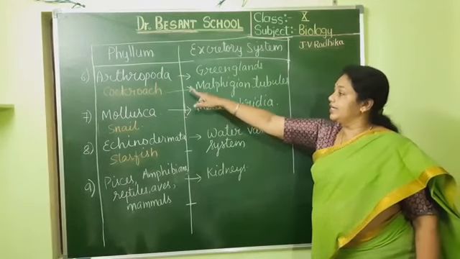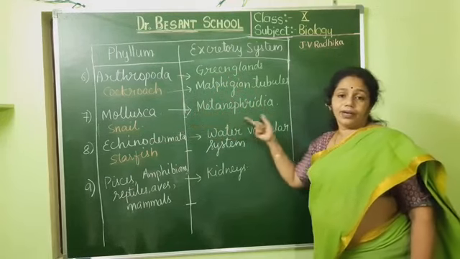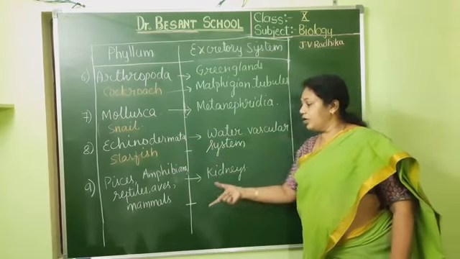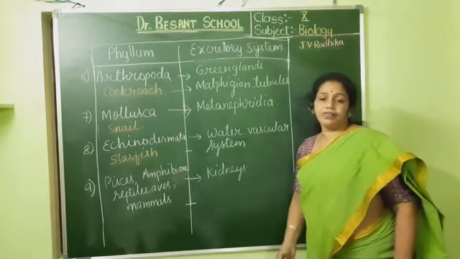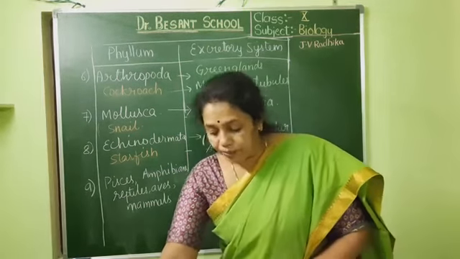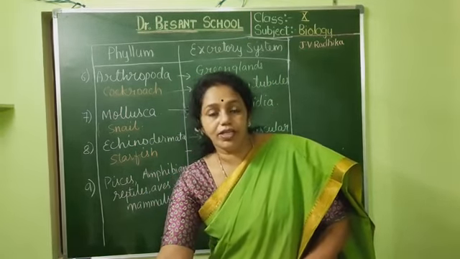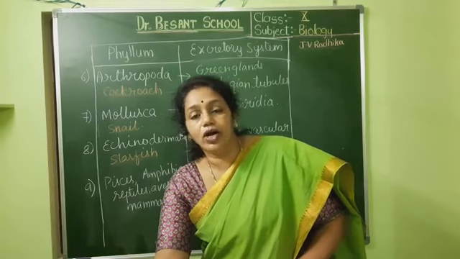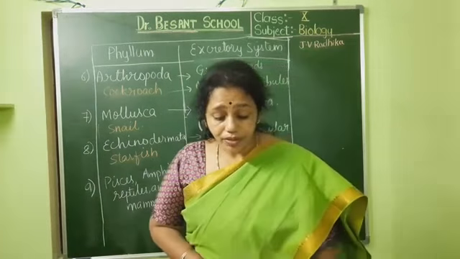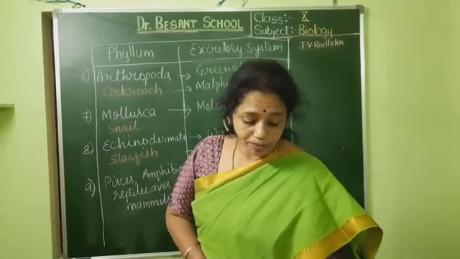I had explained annelida, then arthropoda has got green glands or Malpighian tubules. Then mollusca has got metanephridia. Then echinodermata has got water vascular system. Then all these chordates, that is Pisces, amphibians, reptiles, mammals, aves, all have got different types of kidneys. Depending upon their conditions, the kidneys will vary. And here I had explained about what type of urine they would be producing. It could be either ammonia or urea or uric acid. I had explained in the previous videos. So that completes the excretion in animals.